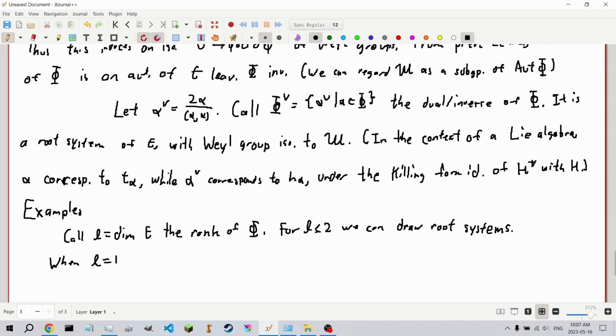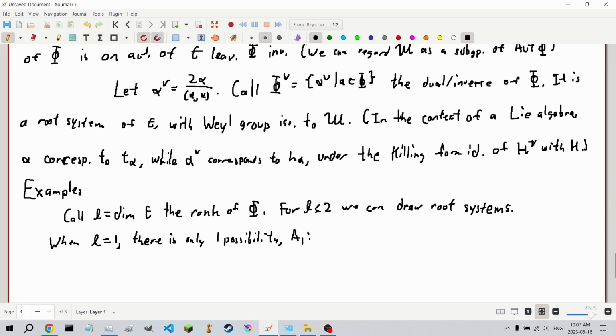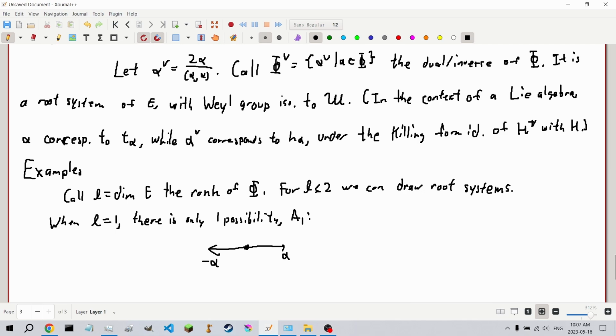When L is 1, there is only one possibility, called A1. And of course this is just a line, so we just have two vectors. This is alpha and this is negative alpha. And that's our root system. I'm thinking there's not really anywhere else to put roots, right? Because they can't be collinear. So that's everything.